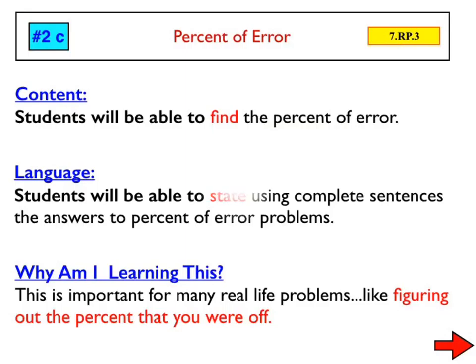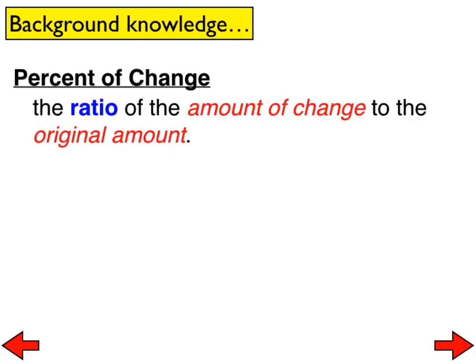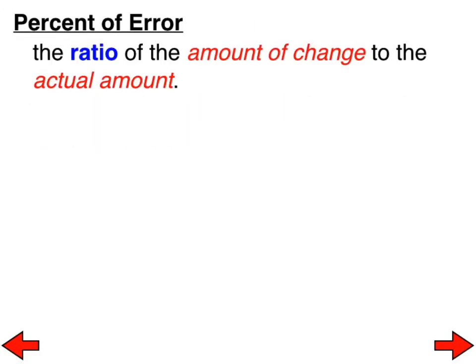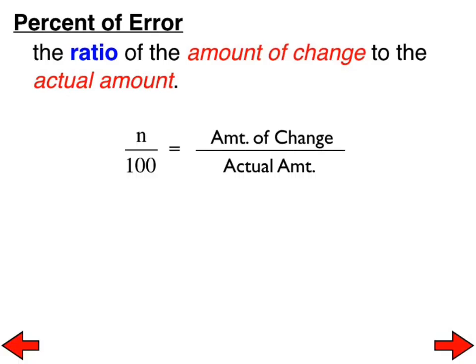Okay? So starting with background knowledge, which is, like I just said, what we learned yesterday. Percent of change was the ratio of change to original. And then today, percent of error is the ratio of amount of change to actual. So the difference is the bottom number. Today is going to be using the actual amount. So your proportion looks like this. It looks almost the same, except the bottom number is the actual amount instead of the original amount. So you have to read carefully in the story problem which one is actual, okay?